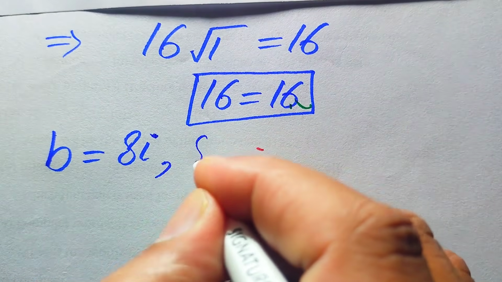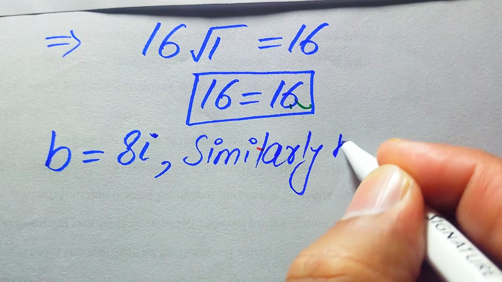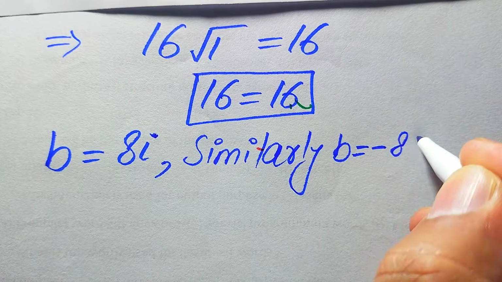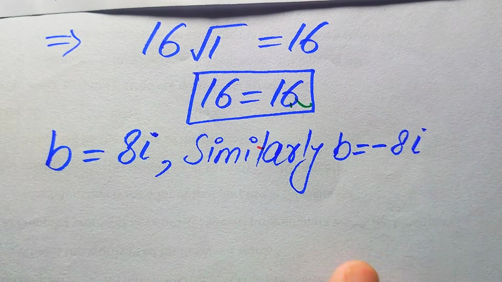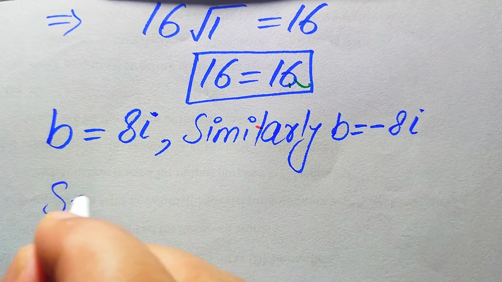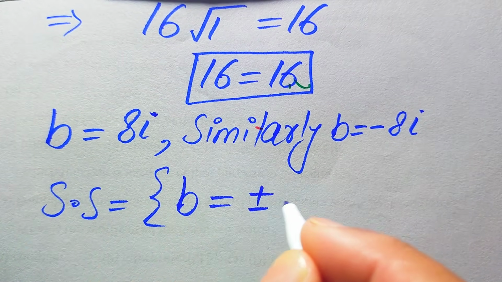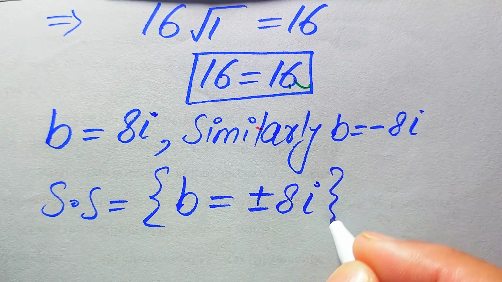Similarly we verify the second value of b, which is b = -8i. So both values of b satisfy our given question statement, and finally the solution set of this problem is b = ±8i.